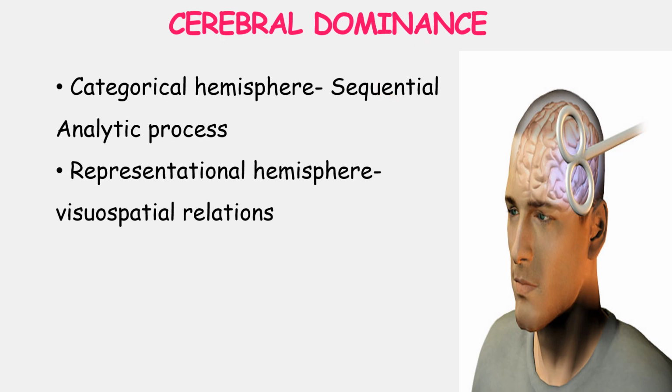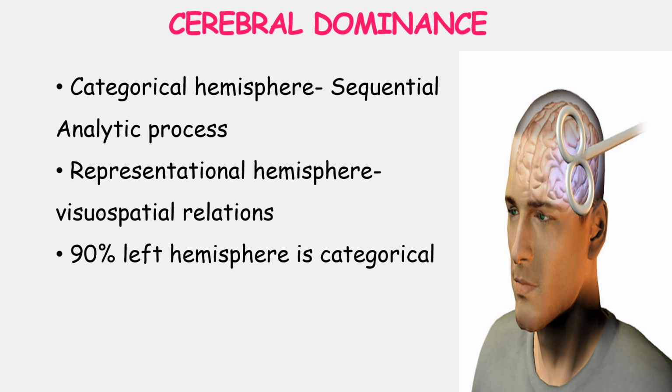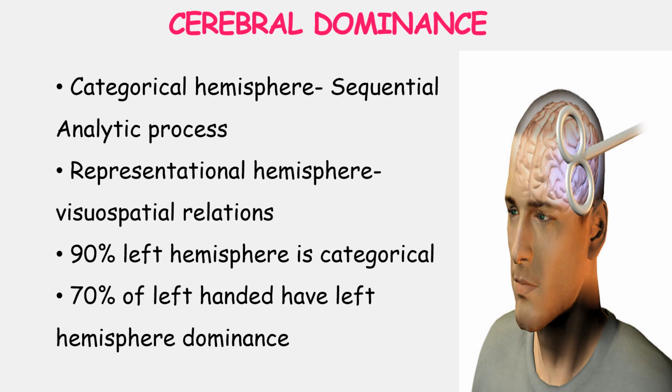Representational hemisphere. It receives the signal mostly when there is a visual spatial relationship, like navigation, and imagination, all the visual things. In 90% of people the left hemisphere is the categorical, dominant one. In that, 70% of left-handed people also have left hemisphere dominance.